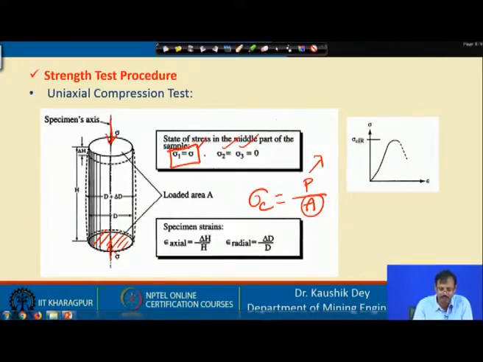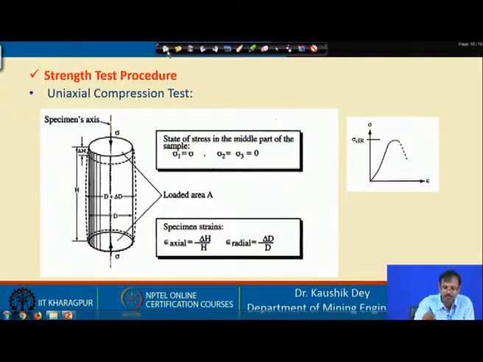The strain can be easily calculated; this is the radial strain and this is the axial strain, and if you plot the curve between stress and strain, you will find the failure is like this. There is a sudden failure of the material if the material is brittle. So, this is a common characteristic of compressive testing.